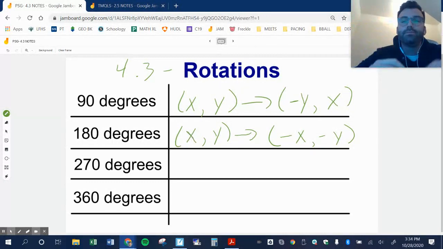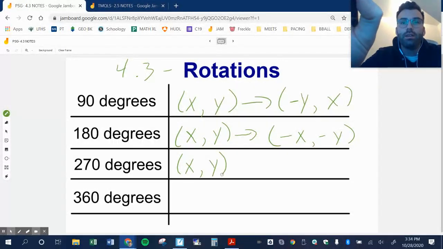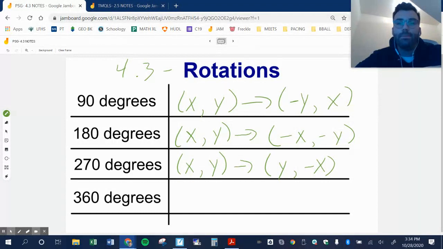270 is a little bit different. It's the 180 plus 90. Okay, so it's 3/4 of the way. So I'm going to start with my X comma Y, and I'm going to flip them, but I'm going to take the opposite of my X values. Opposite of my X values. Okay. Not my Y's.